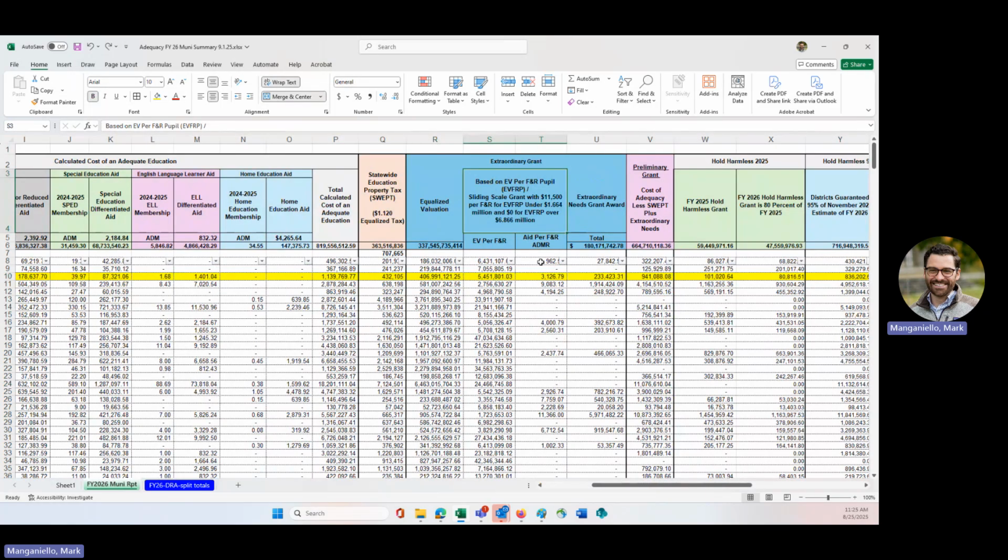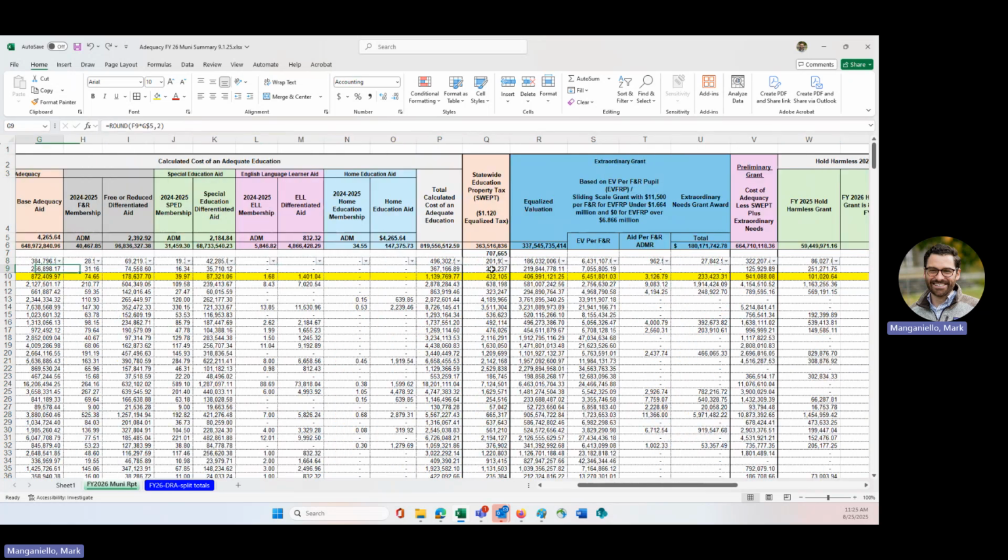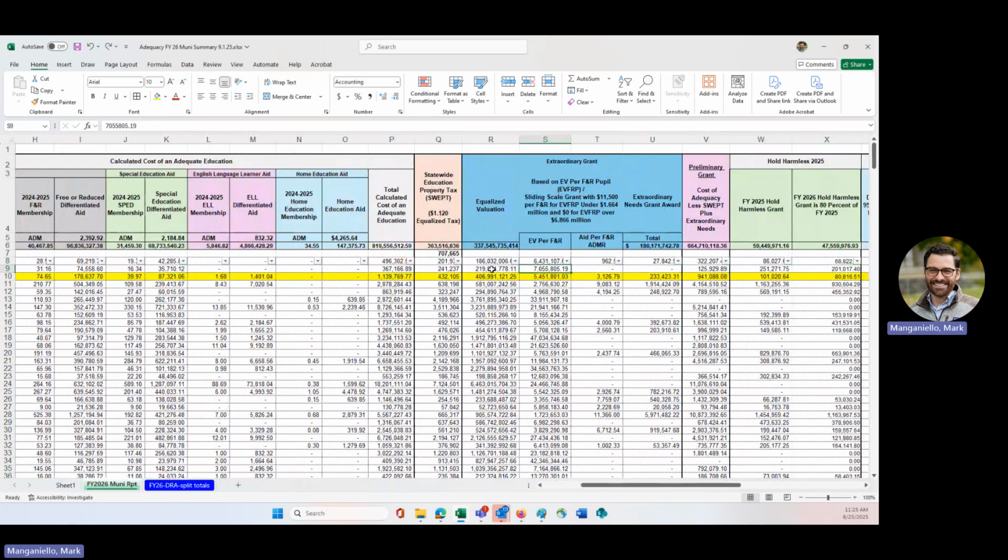And so the Extraordinary Needs Grant is hyper-targeted for communities that have low property and high poverty. The way we come up with that metric is we look at property, which is equalized valuations, over poverty. And so if your equalized valuation per pupil is greater than 6.866 million, meaning you... So we'll pick on this community. This is Albany. Albany's equalized valuation per pupil is 7 million. So they have $7 million in property value for each student that's FNR eligible.